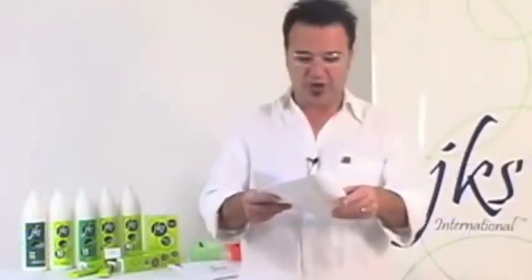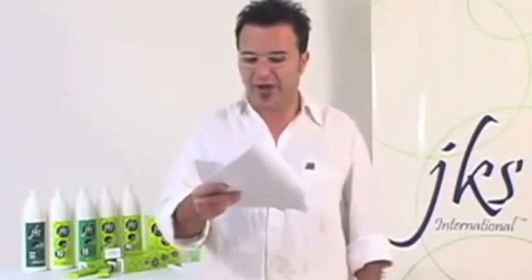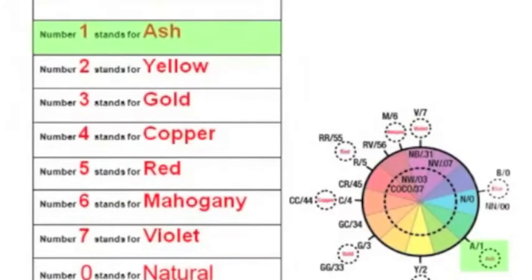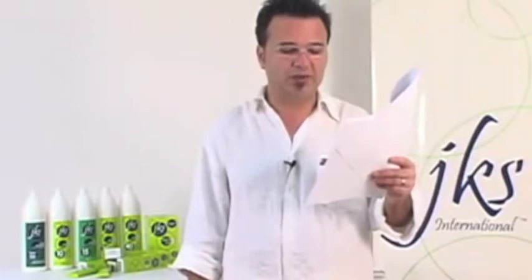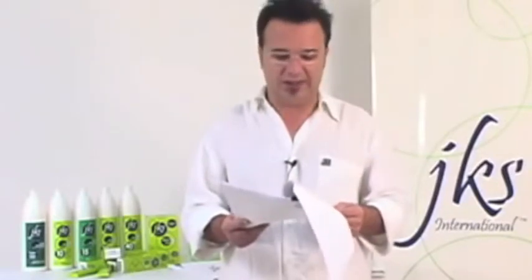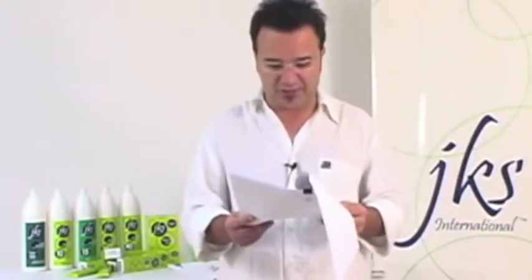On this page, we talk about base levels and number-coded tones. So, let's do this starting with number 1 is ash, number 2, yellow, number 3, gold, number 4, copper, number 5, red, number 6, mahogany, number 7, violet, and 0 is neutral, 0.0, which is neutral, and that has no pigment, and could be used in various different ways, and we're going to touch base on that later in this technical manual DVD.